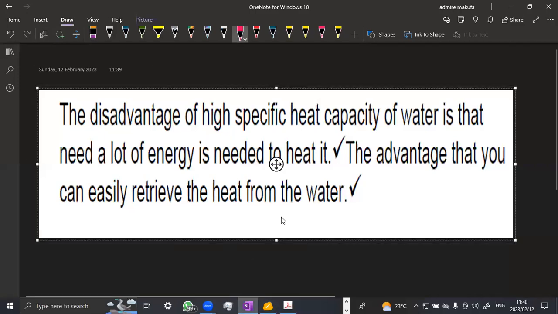We are given that the disadvantage that we can have of high specific heat capacity of water is that it needs a lot of energy, okay? A lot of energy is needed to heat it. Then the advantage is that you can easily retrieve the heat from the water. But the disadvantage, you need a lot of energy. That's a lot of energy is needed to heat it up. So that's what we had.